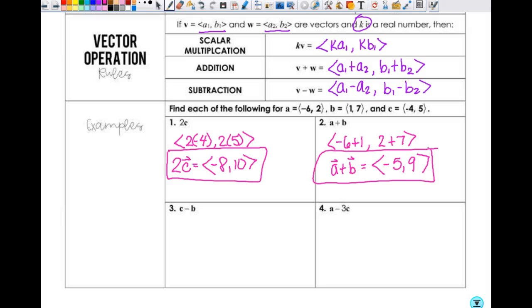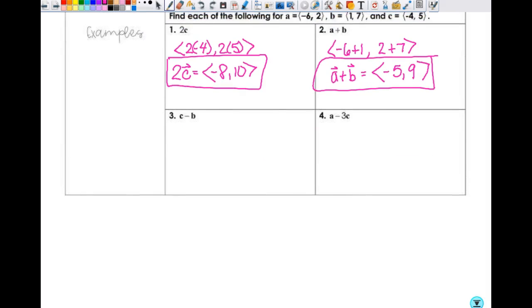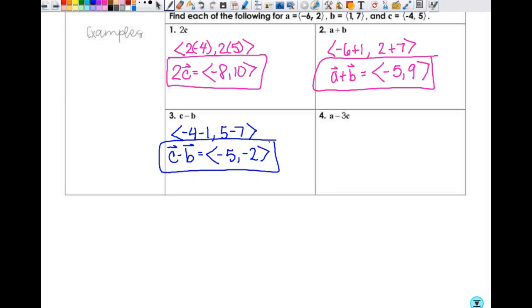Now you do number 3. Let's see if we can do number 3. It's really not any harder. Y'all agree with that?